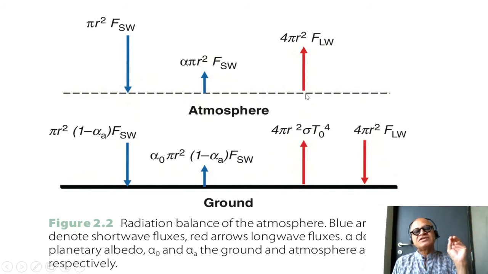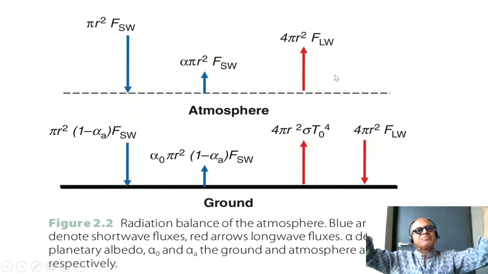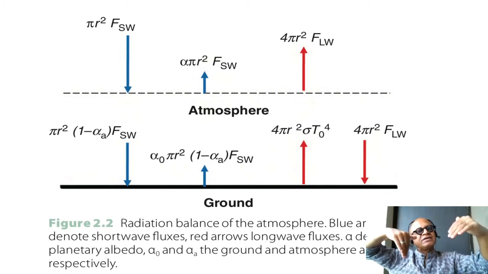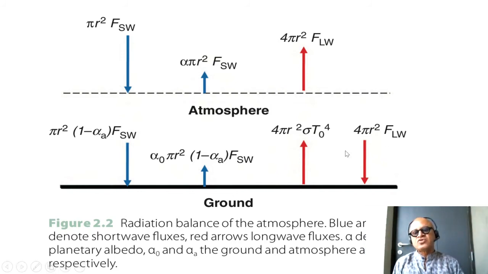But the atmosphere is not completely transparent to the long wave, because you have greenhouse gases like CO2, water vapor, methane, nitrous oxide, HFCs, and so on. So it is emitting to space 4 pi r squared times FLW, which is not the same as this, plus it is emitting in both directions. If you imagine the atmosphere, which has greenhouse gases, it's emitting to space as well as back to Earth. So the surface is also going to receive, in addition to the short wave, some long wave from the greenhouse effect.